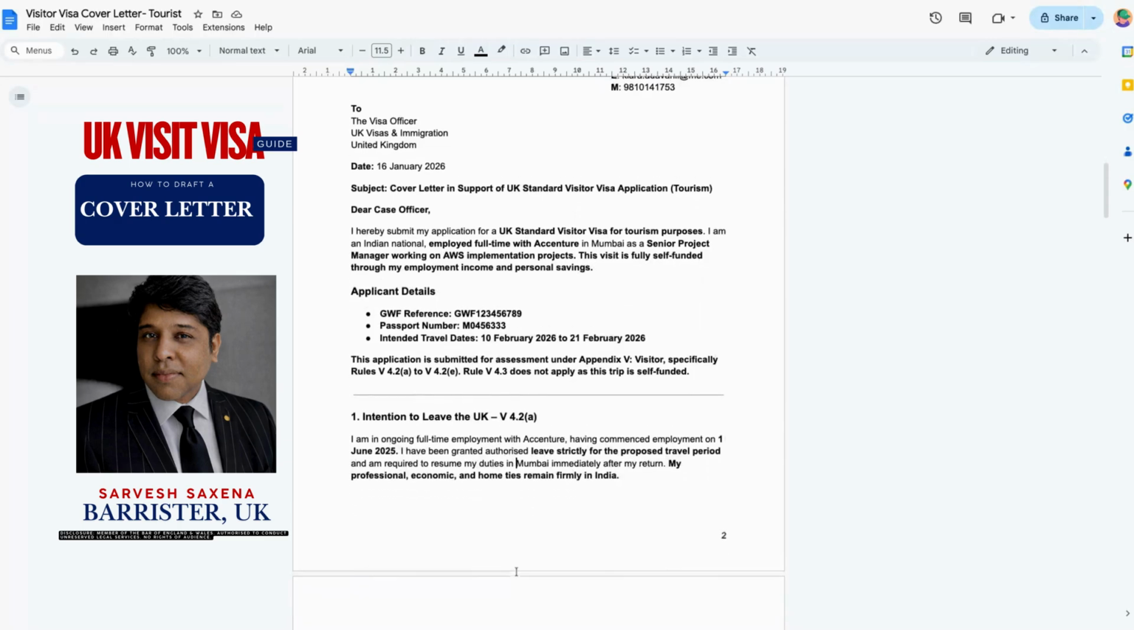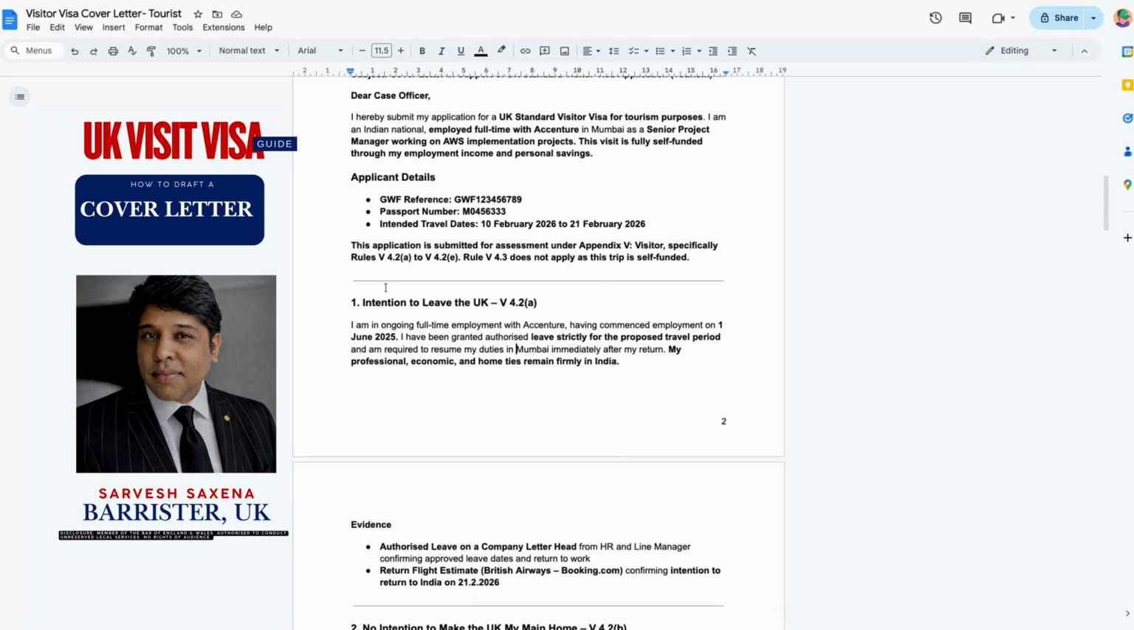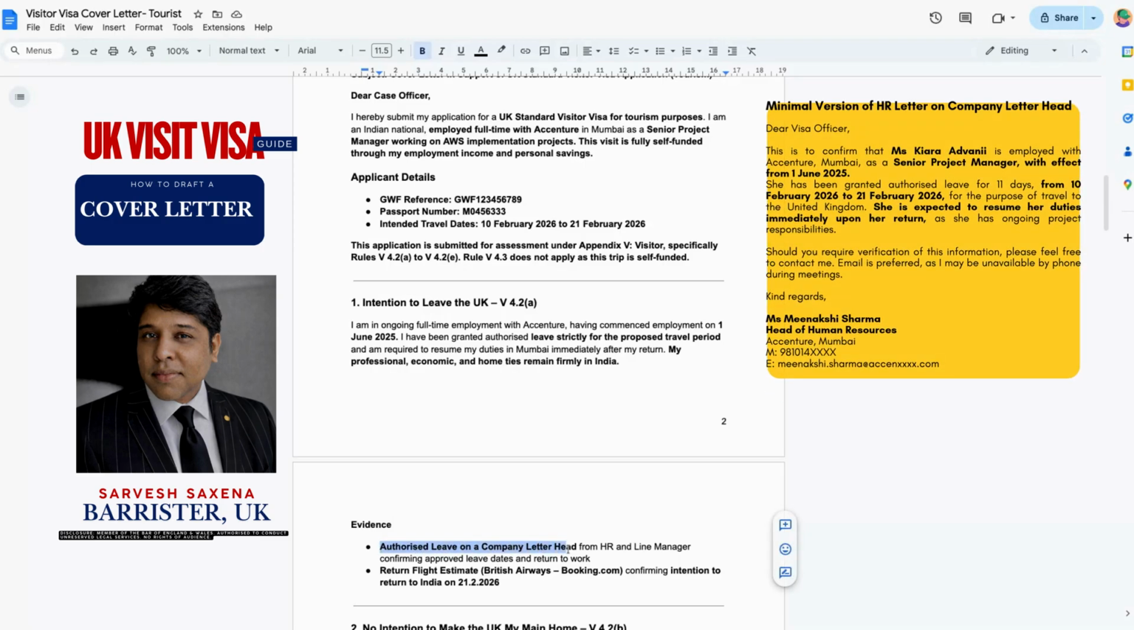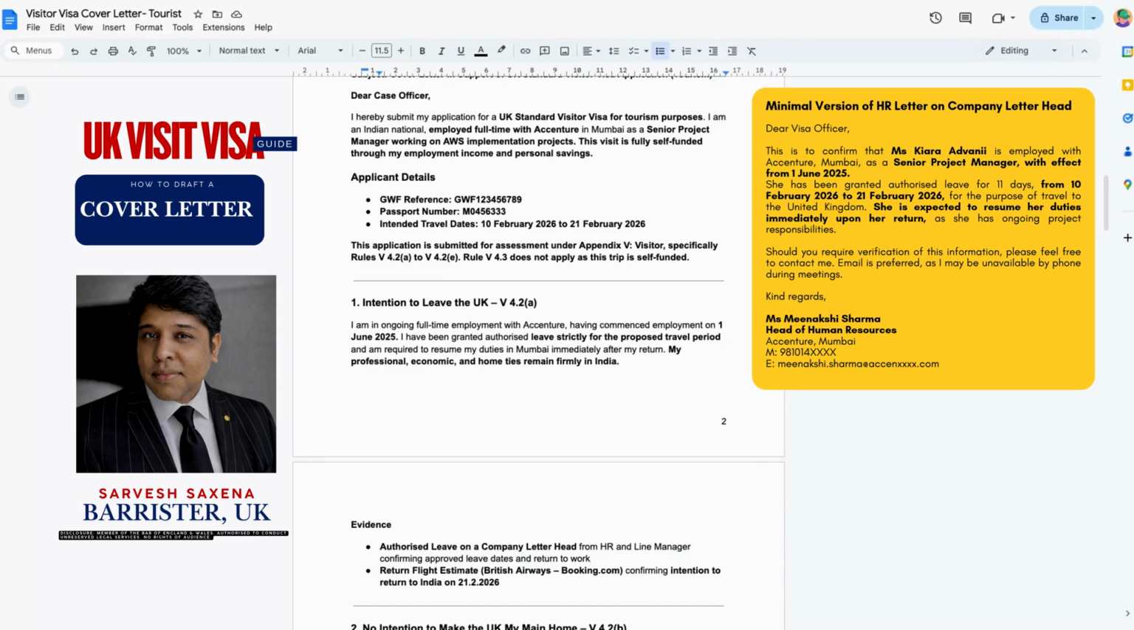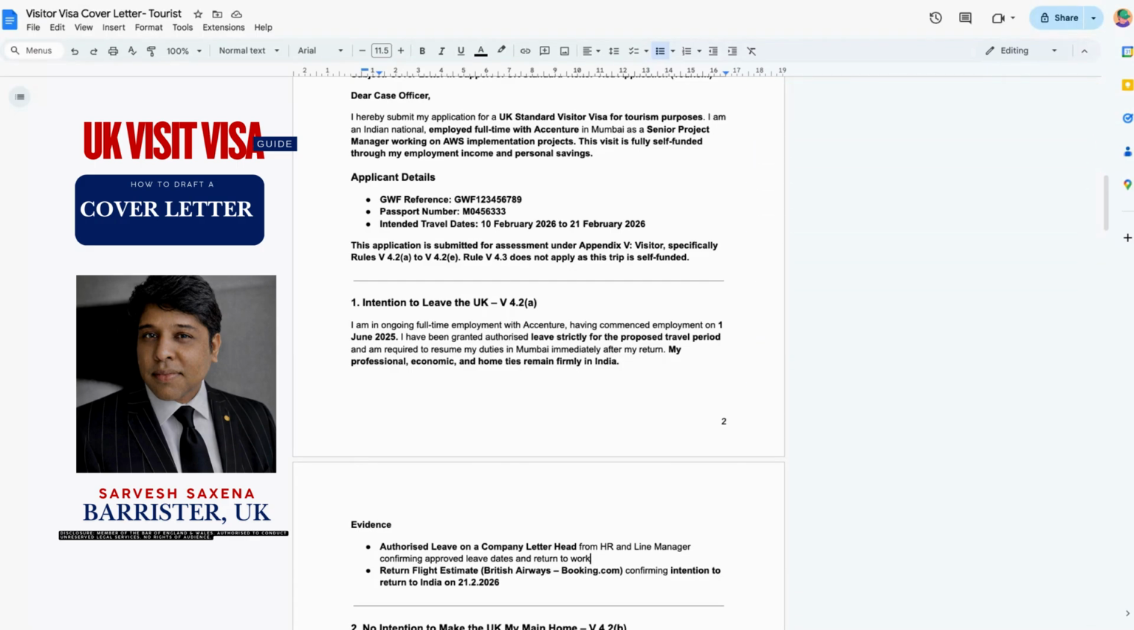Let me explain. So this is first the rule, this is my statement, and now come the facts, which is evidence. I am providing authorized leave on a company letterhead from my HR and line manager confirming approved leave dates and return to work. This letterheaded signed paper, which will be uploaded in the portal after you submit the application, proves that after 21st of February she has to join back, and therefore her leave is granted for say 10 days and it is on a company letterhead.